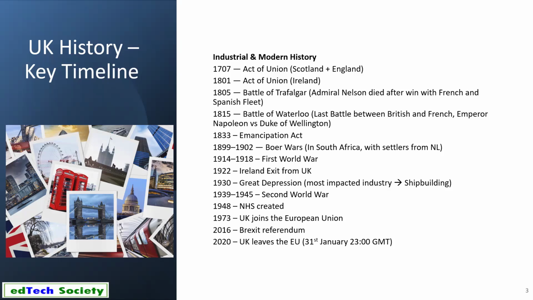Boer Wars, that is 1899 to 1902, that happened in South Africa with the settlers from the Netherlands. So the British took on all those settlers from the Netherlands and they fought these wars in South Africa. This is a very common question in the exam.